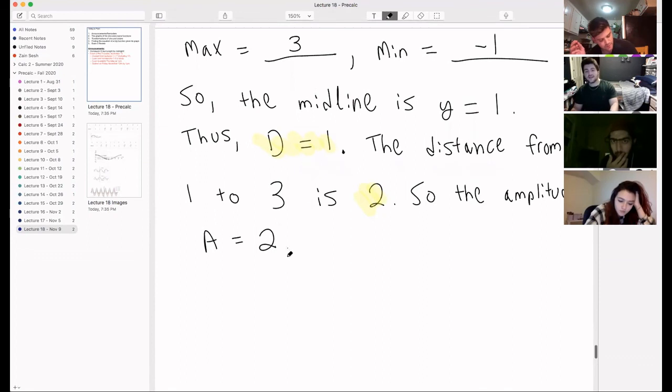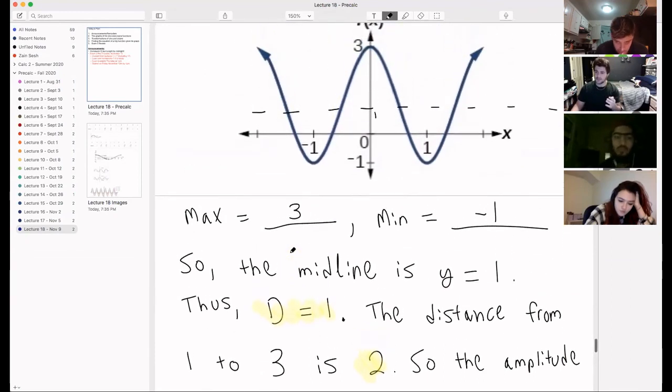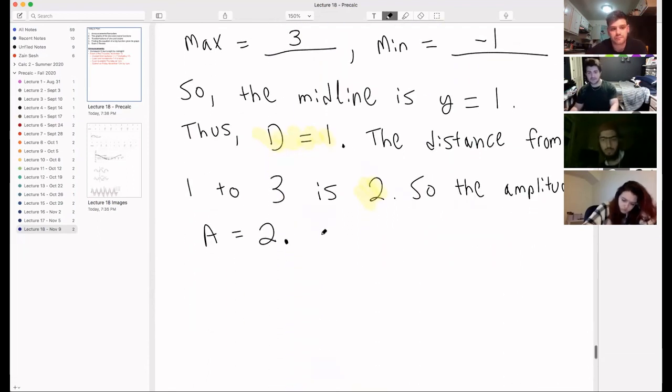Good. Okay, the next step we need to find B, which is the horizontal compression. And in order to do that, you need to find the period. So how many units does it take for this graph to repeat itself? How far do we need to travel on the x-axis for this graph to repeat itself? So let's think about that for a second. So I'm just going to start writing.